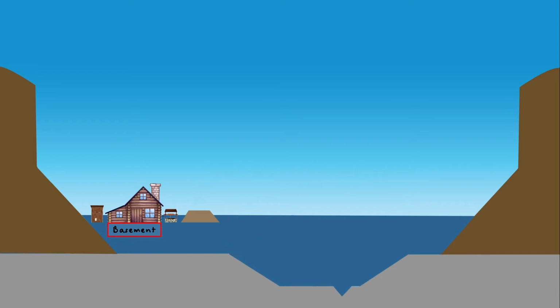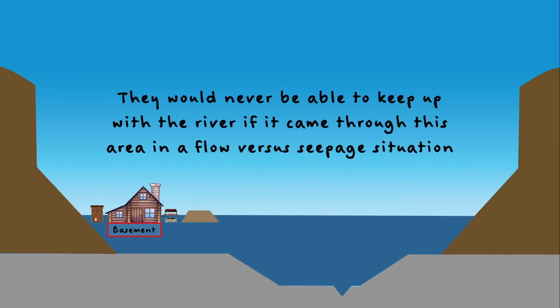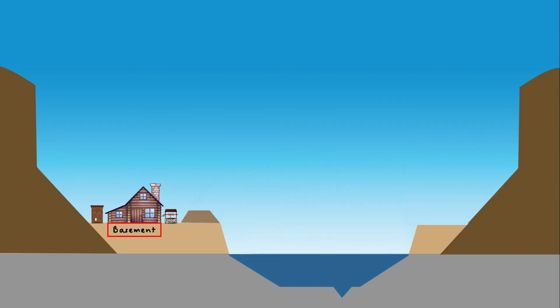Many folks have sumps in these areas that they're able to pump out and keep the seepage at bay by pumping, and they would never be able to keep up with the river if it came through this area in a flow versus a seepage situation. So how would we fix it?